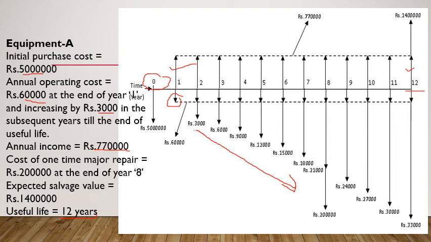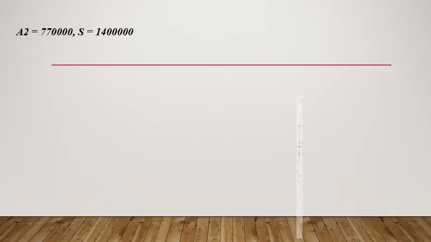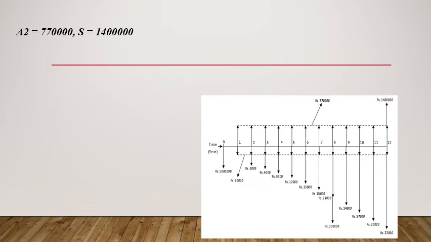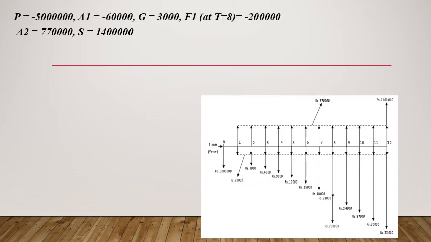Cost of one-time major repair is equal to rupees 2 lakh at the end of year 8. Okay, so at t is equal to 8, introduce one-time major repair of this particular equipment at the cost of rupees 2 lakhs and the salvage value of 14 lakhs at the end of year 12. All these things are included. Now let us solve the problem. First draw the cash flow diagram. What are all there? First one, P is equal to minus 50 lakhs.